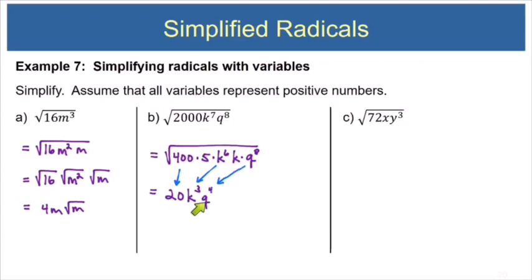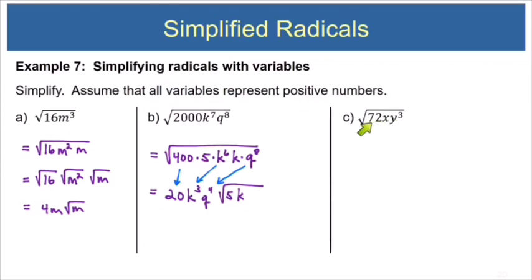Okay, so there is everything we could take the square root of. And now we need under the radical, the 5, and the k. So our final answer here was 20k to the 3rd q to the 4th times the square root of 5k. Okay, on part C, we come back down to earth with a little smaller number. So we have square root of 72 times x times y to the 3rd.